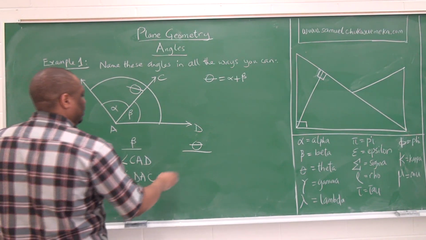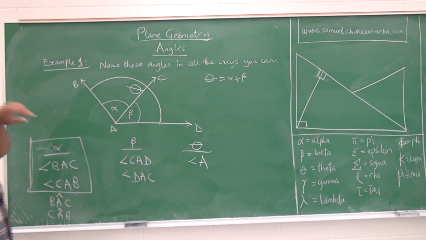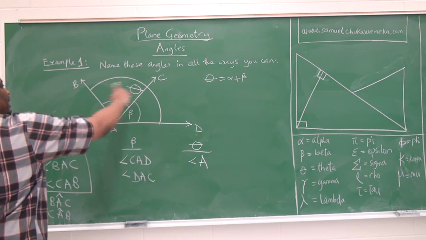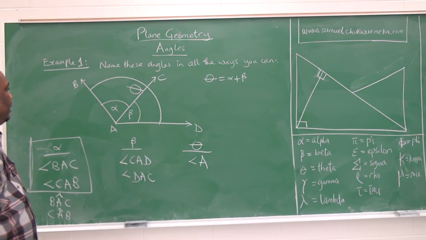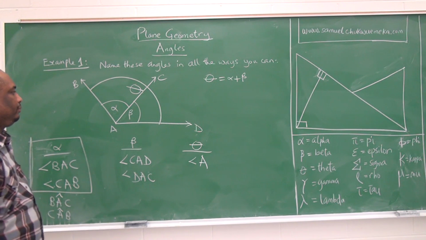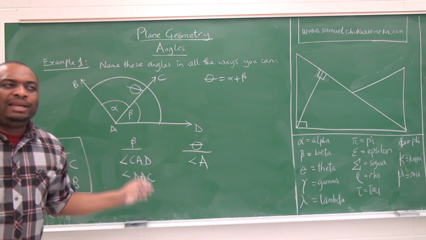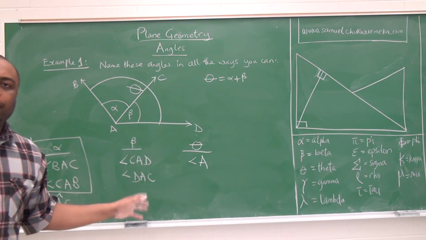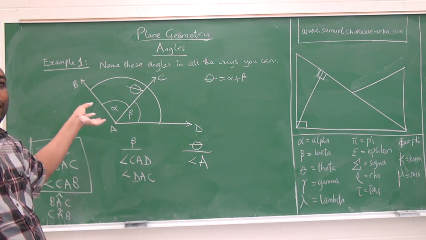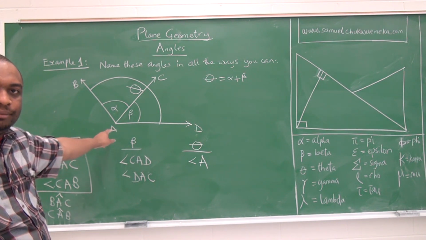It will be, you can call it angle A, because now, if you say angle A is the entire thing here, angle A. But alpha, you can't call it angle A, no. Because what of angle B? So this is a situation where a vertex is just a point, and a point can be more than one vertex.